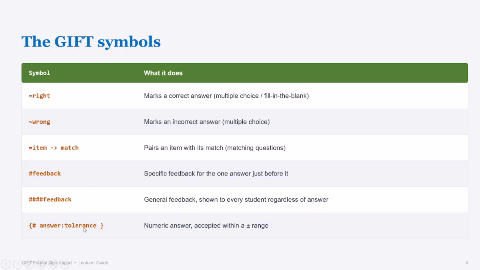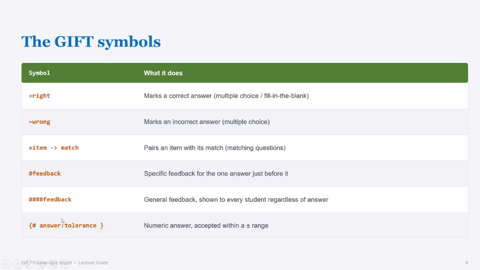Then we have what we call the tolerance level, so the range. You may have a numerical question where the answer falls within a given range. You can indicate it using the hash sign, the answer, the colon and the tolerance, the plus or minus range within which the answer falls. We're going to see how this is implemented. So those are the symbols in the GIFT format.